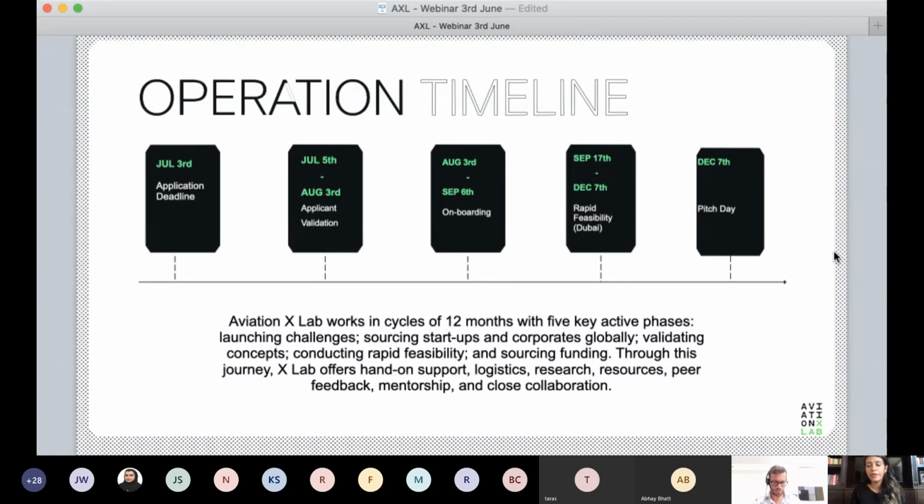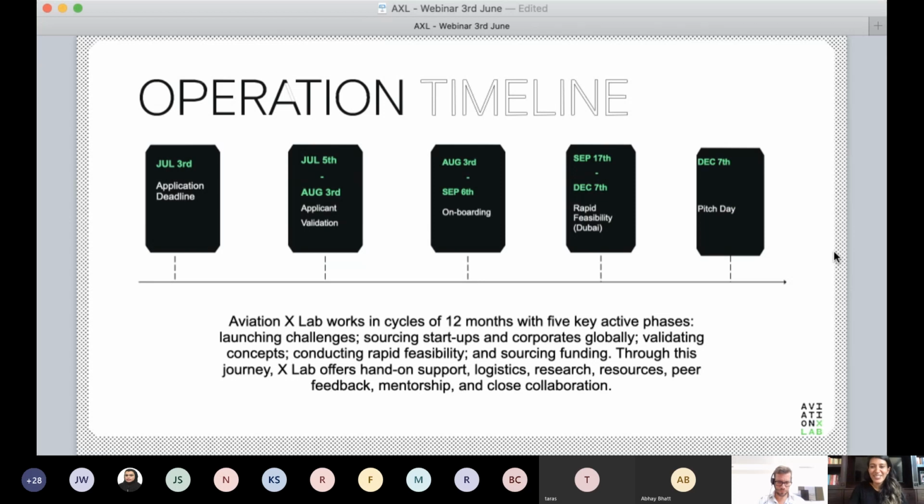Now, if any of you are familiar with other accelerators or Shark Tanks, then pitch day is where everything really happens. For Aviation X Lab, pitch day is when you get to present your solution to the board members of Aviation X Lab. And of course, we will support you all throughout that process. So if anyone is worried about presentations and whatnot, all of that is part of the program and is covered in our workshops. Pitch day, again, is when you will present your solution to the board members, and it is then that the board members will decide which top 3 companies they want to invest in.